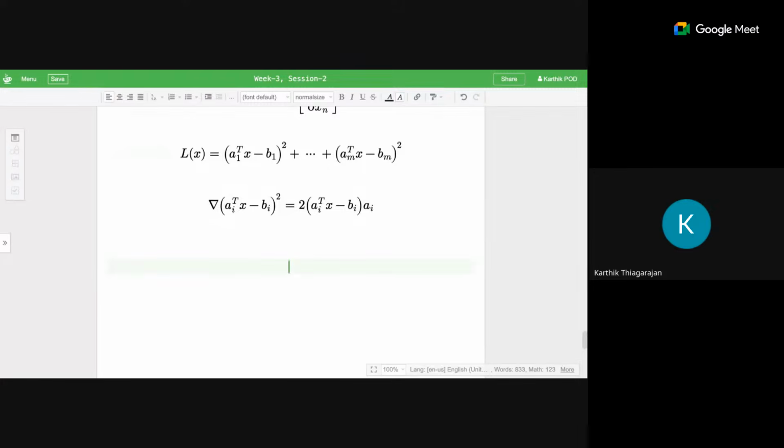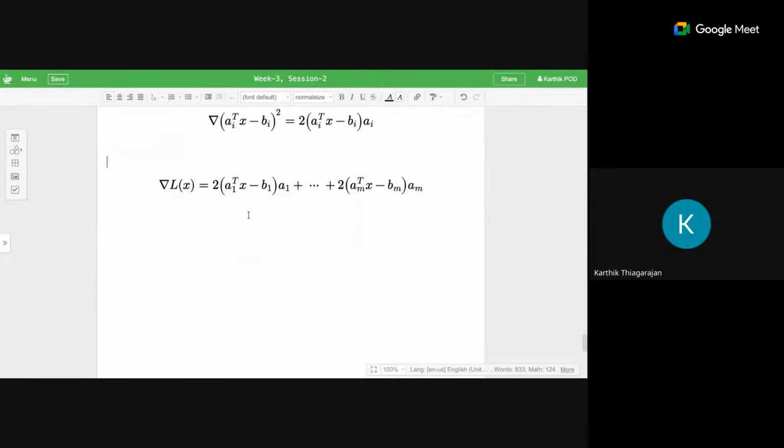Now if you compute the gradient of L of x, it's nothing but 2 times, it's just a sum: (a1 transpose x minus b1) into a1, plus, again, 2 into... there are m rows, m students, so up to (am transpose x minus bm) into am. Is this clear so far to everyone?